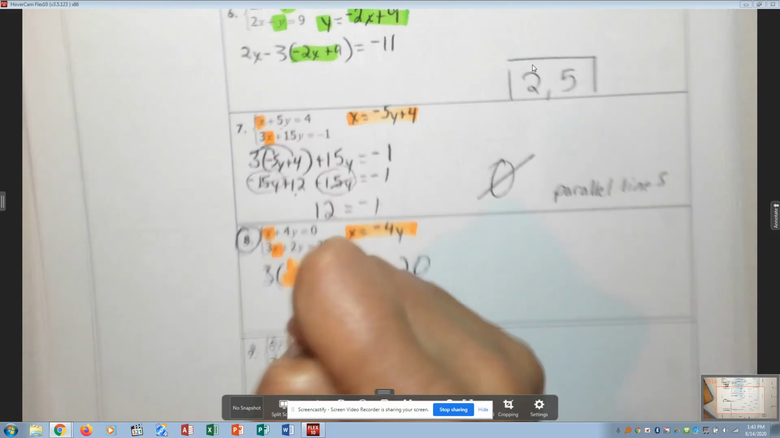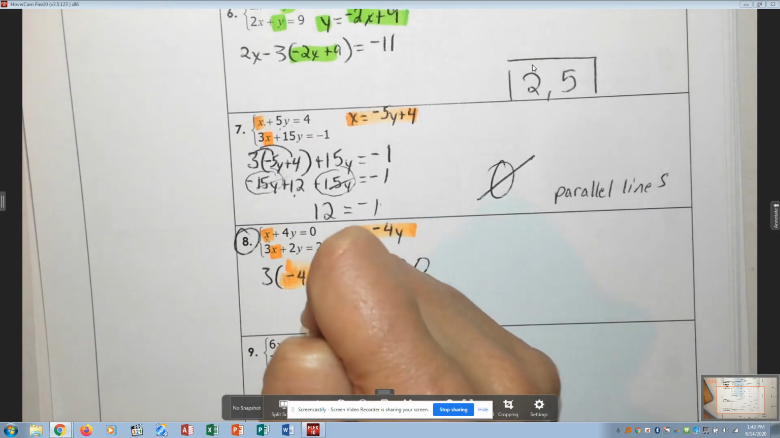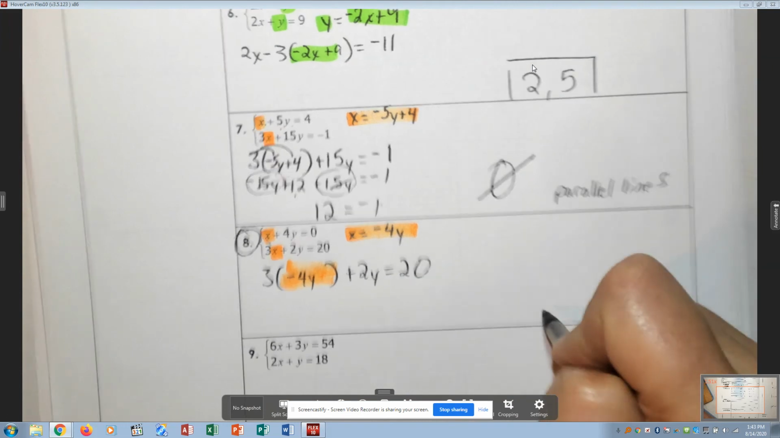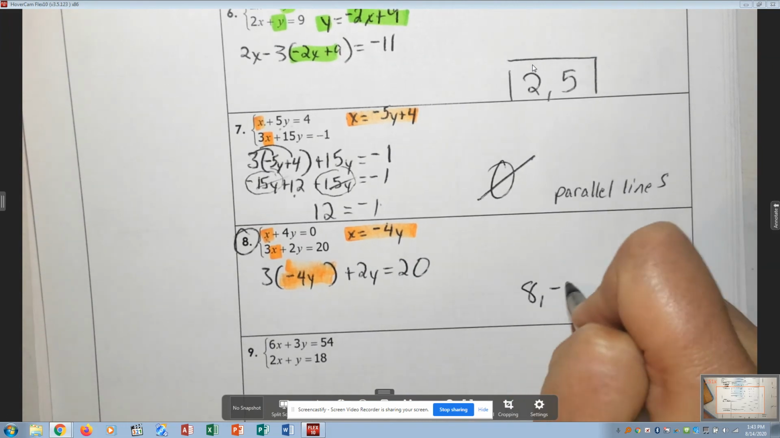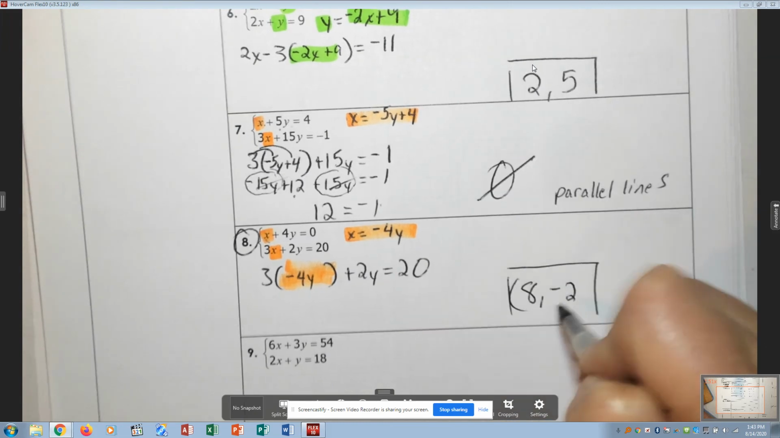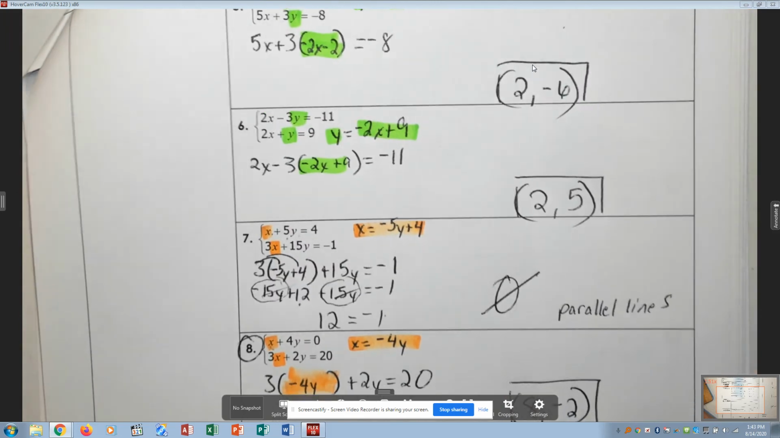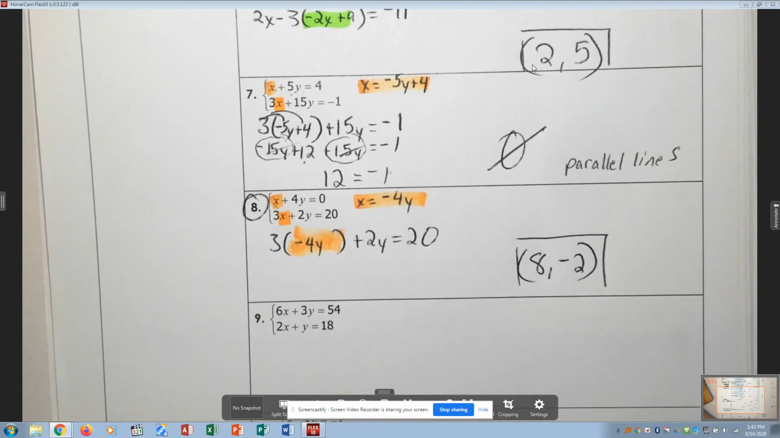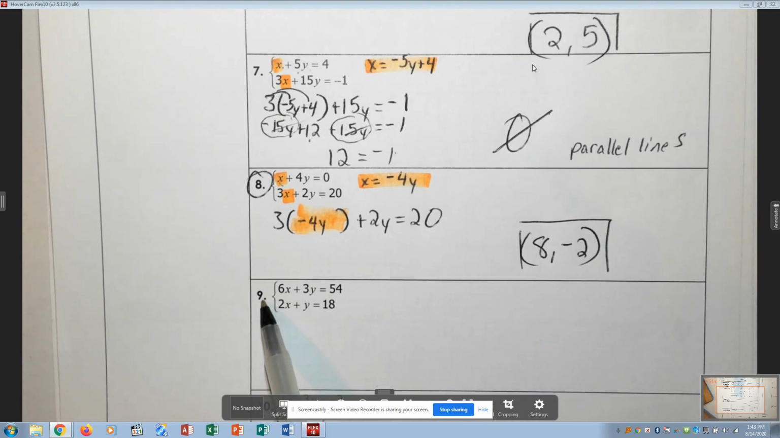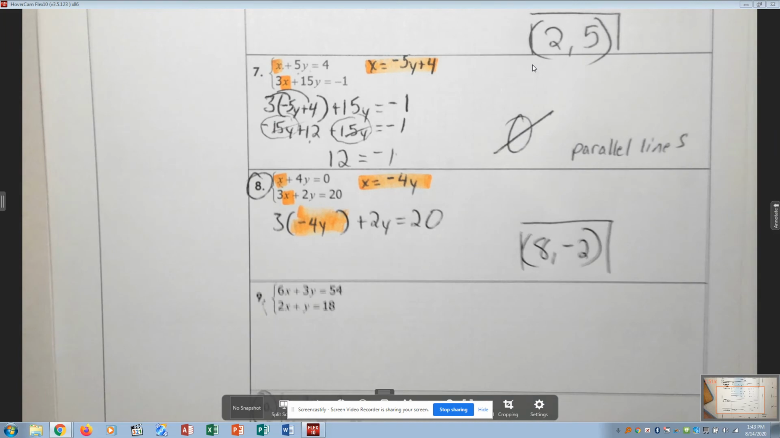Okay, so if you went through and you multiplied, collected like terms, and solved, you should have gotten (8, negative 2). Oh, I keep forgetting my parentheses, don't I? Oops, bad, bad, bad. (8, negative 2). All right, I'm going to do 9 with you, and then you guys can do 10 and 11 on your own.